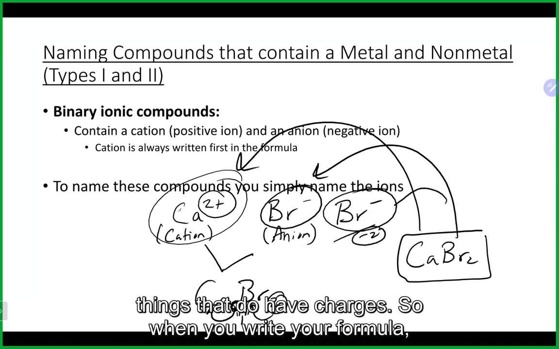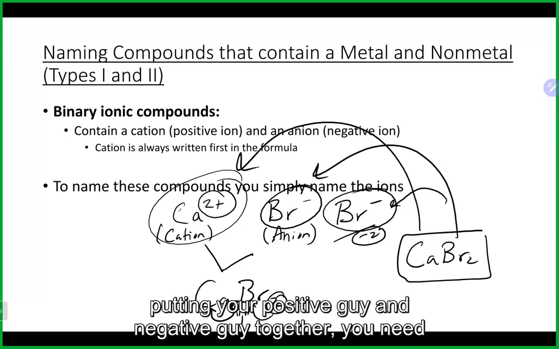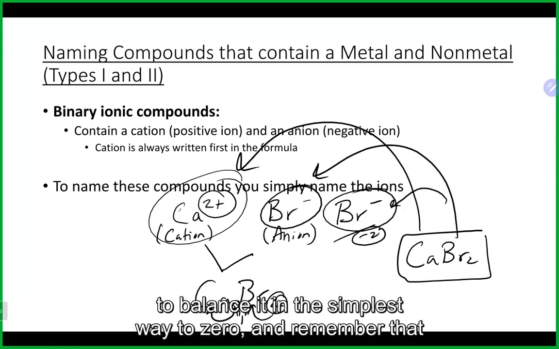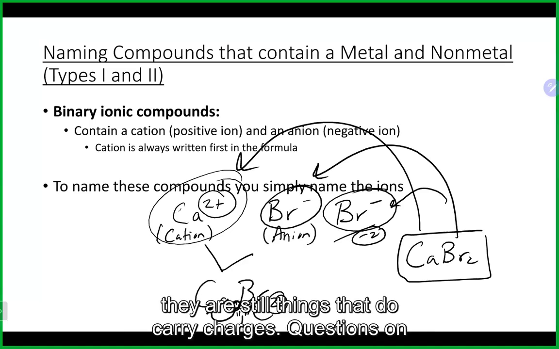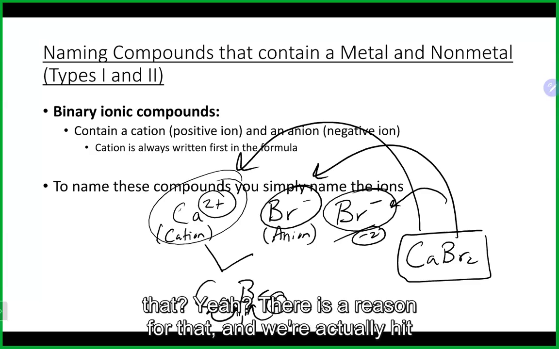So when you write your formula, putting your positive and negative ions together, you need to balance it in the simplest way to 0. And remember that although we don't have a charge when we put them together, they are still things that carry charges. Questions on that? Yeah.